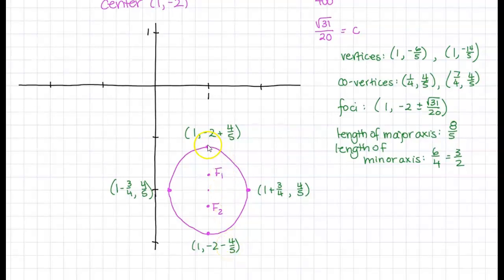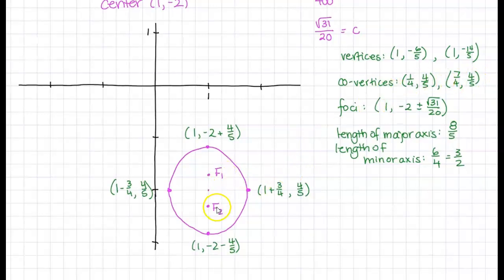And so I kind of ballparked where the points would go, but then when you go ahead and calculate these, you're going to get -6/5 and -14/5 for the y-coordinates. The x-coordinates are still 1. And then we have something similar for the co-vertices. I'm going left and right a units. A was 3/4, so I'm subtracting and adding 3/4 to the x-coordinate of the center, and that's where I got my x-coordinates of 1/4 and 7/4. But the y-coordinates don't change.